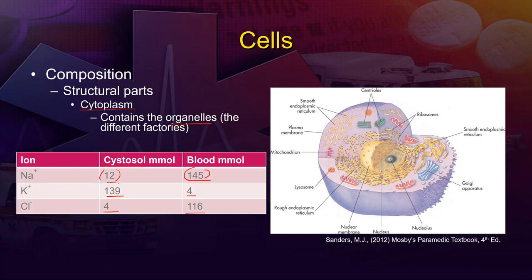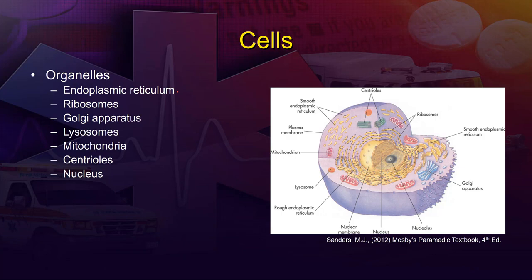The main organelles that we need to talk about involve the endoplasmic reticulum, also known very often as the ER, both in the smooth and rough form. Ribosomes, which are made up of RNA, the Golgi apparatus, lysosomes, aka digestive bags, mitochondria, the powerhouse, creating power, centrioles, and the nucleus. So we'll first talk about the ribosomes.